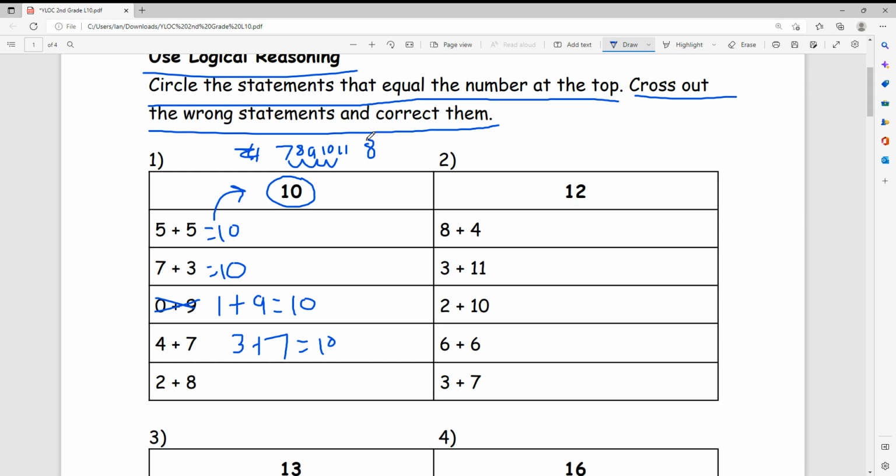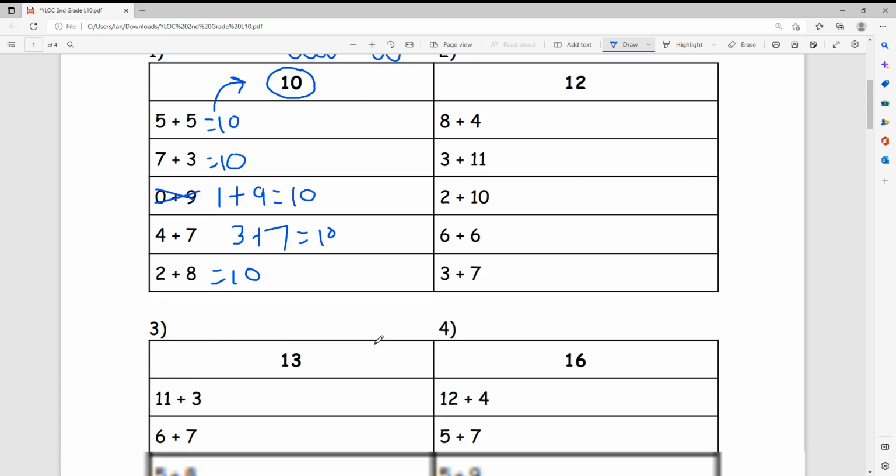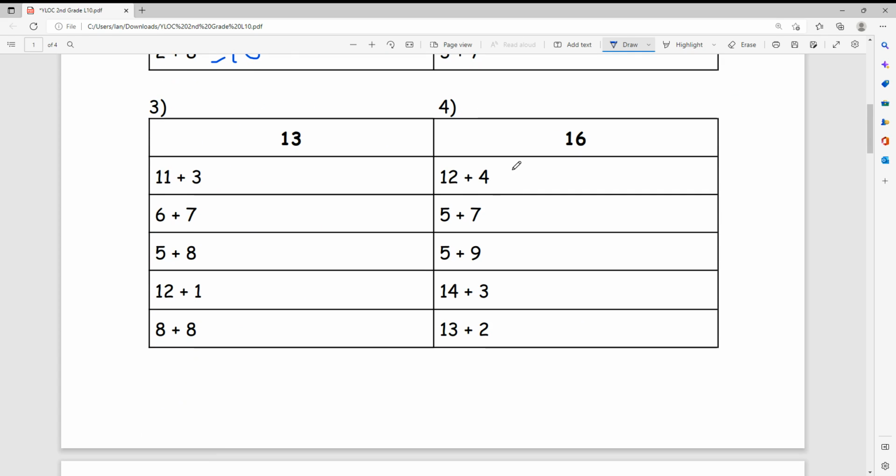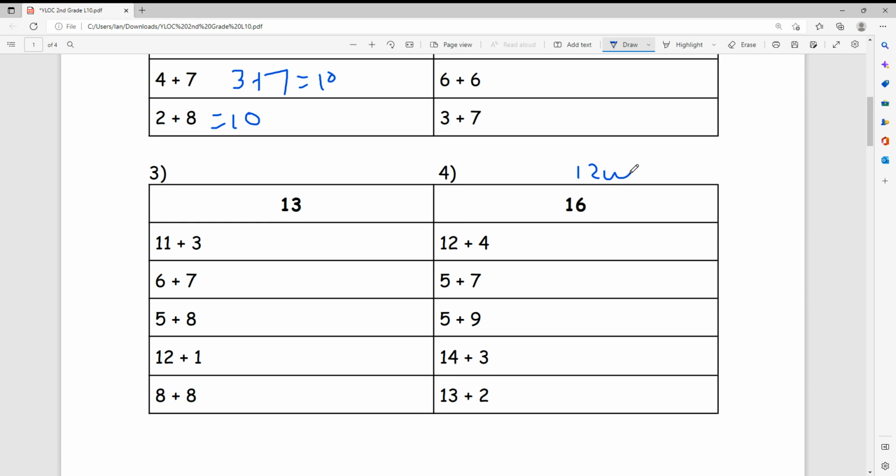And then 8 plus 2, write out 8 and then go to the right twice. 1, 2, 9, 10. I don't know if these are correct. We can do number 4 here. So 12 plus 4, so we do 12 and then 1, 2, 3, 4, and that's 13, 14, 15, 16. So answer 16 for this one, we know this was correct.